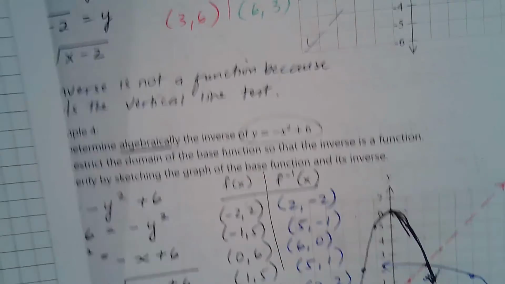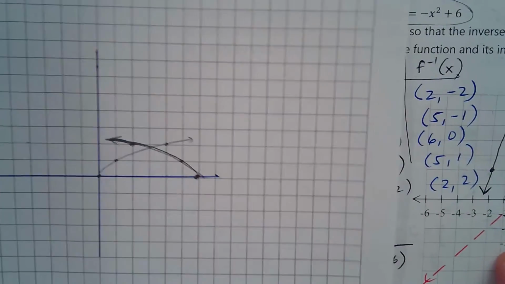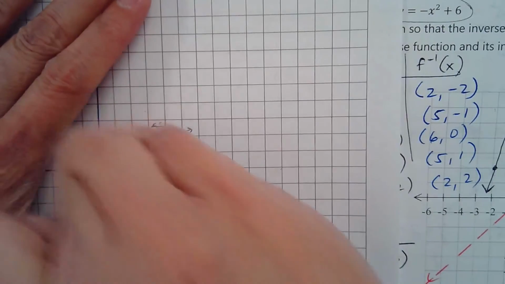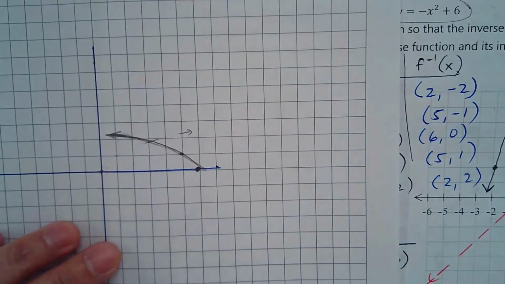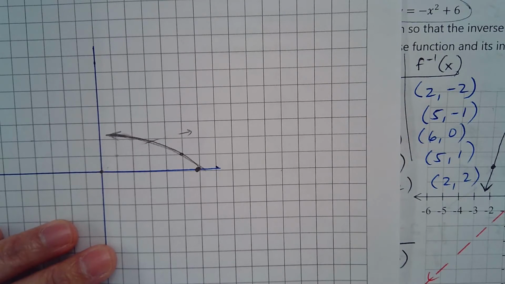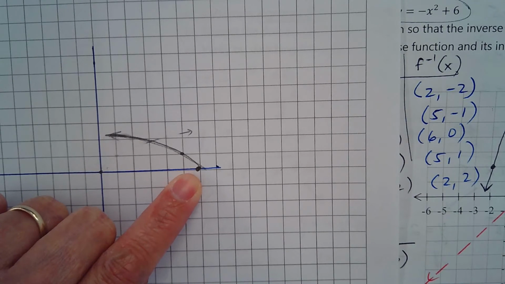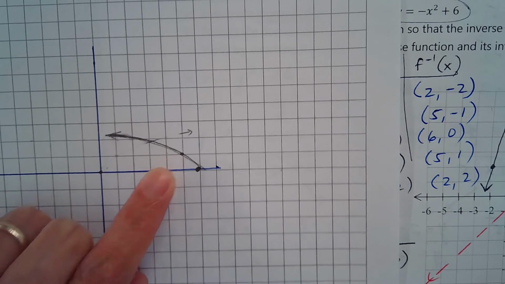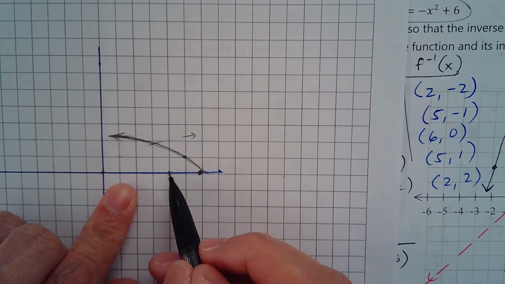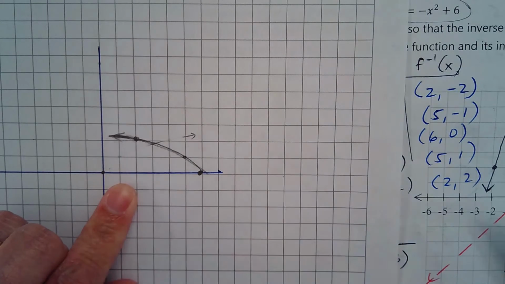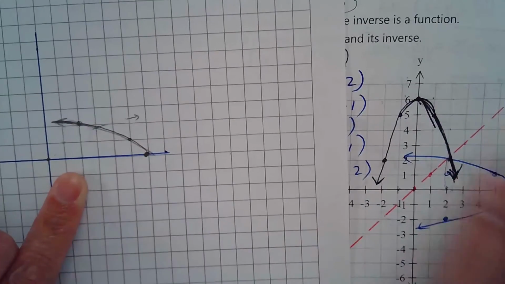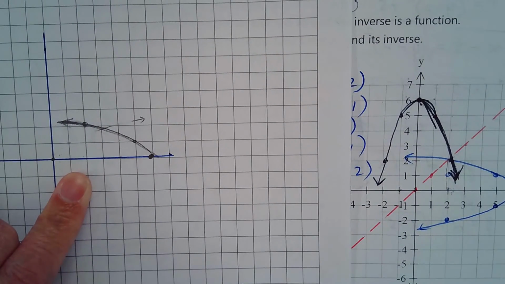Did we get the same values? Okay, I'm going to erase this because this is not the inverse. So that's the (6, 0) right there. And then (5, 1), that's that one right there. And then, where's the other one? 1, 2, 3, 4, 1, 2. It's going to be (2, 2). Okay, so that's that piece.